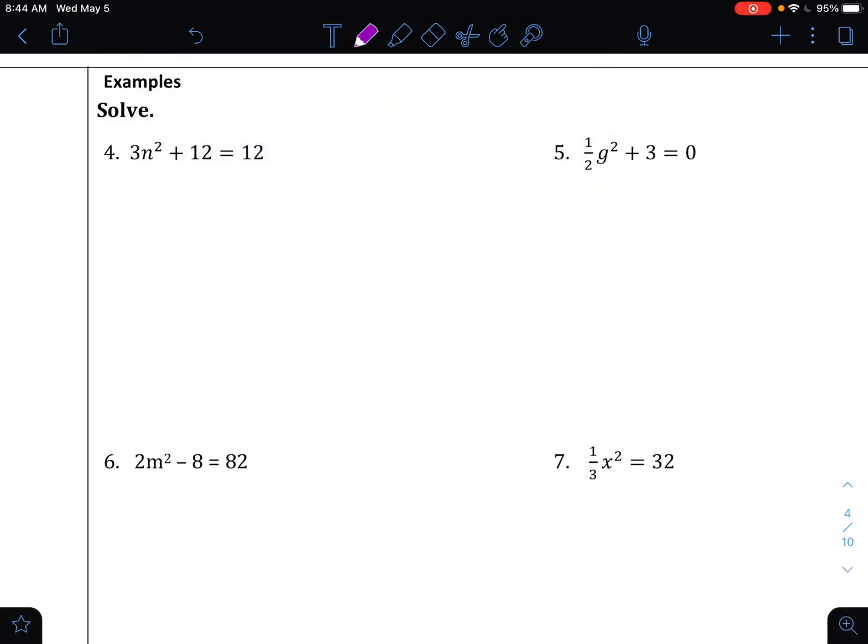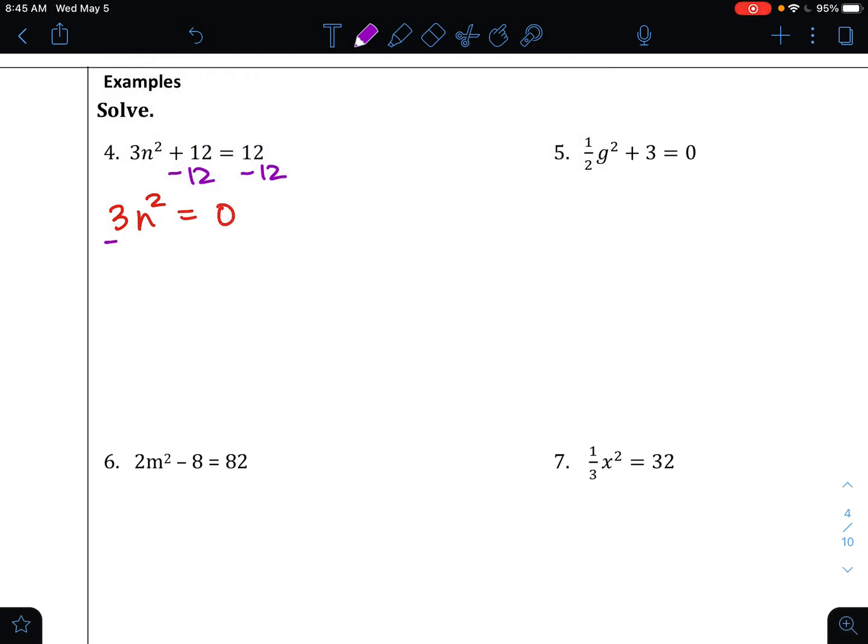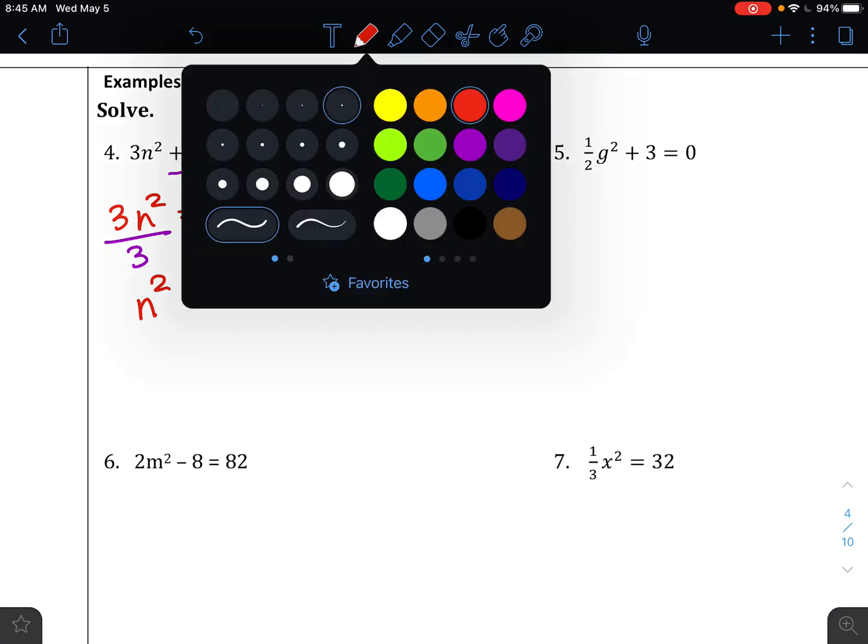Okay, step 1 is you need to take away the 12 from both sides. So that leaves me with 3n squared equals 0. Now I'm going back and saying n squared is not isolated yet. Divide off your 3. So 3 divided by 3 is 1. So now I have n squared equals 0 because 0 divided by 3 is 0.